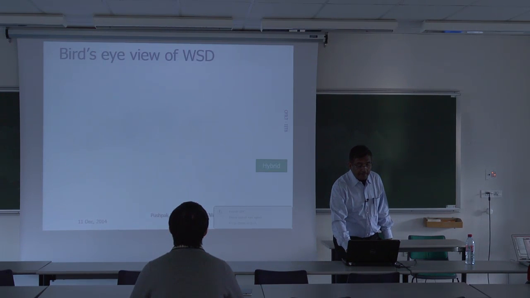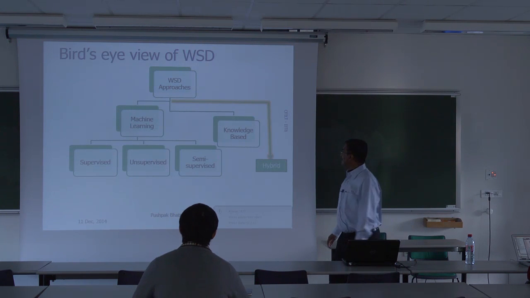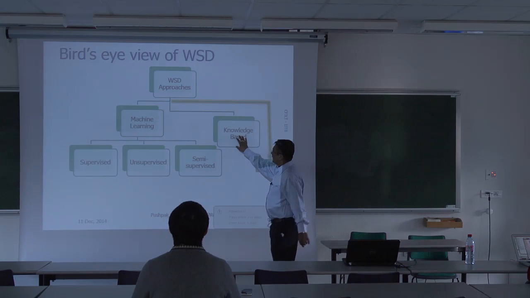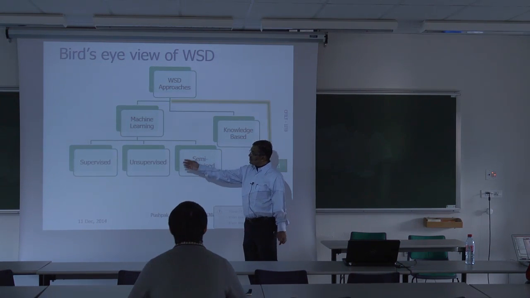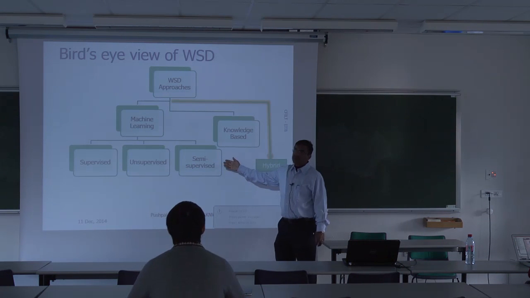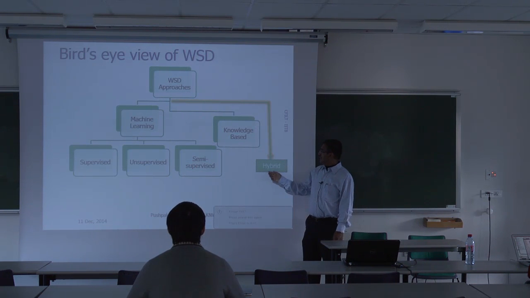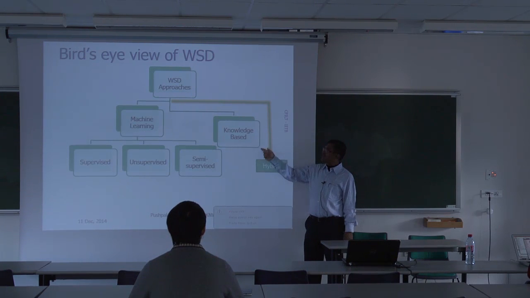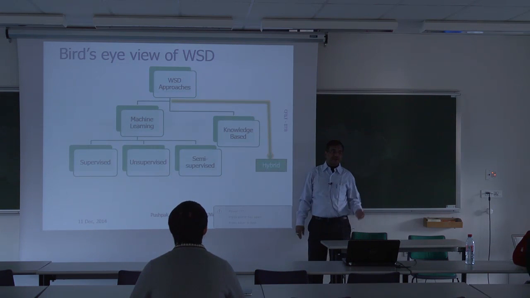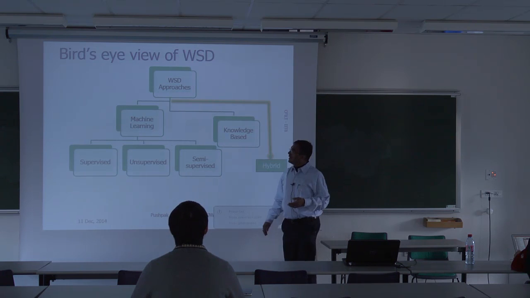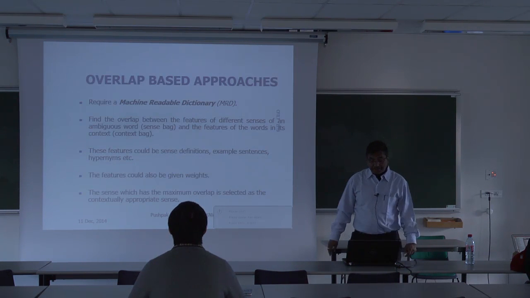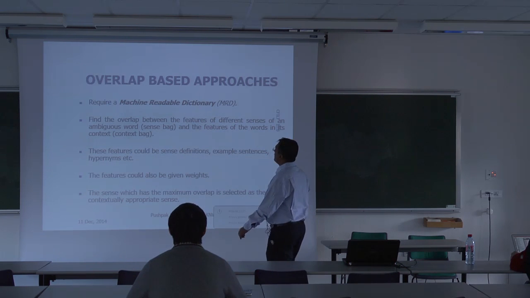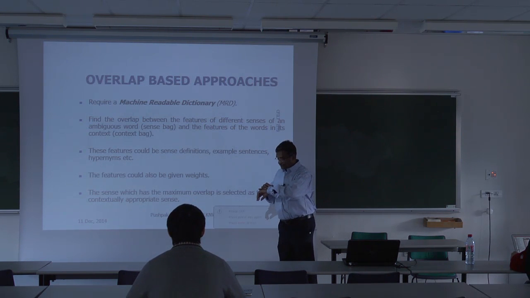Okay. So, word sense disambiguation algorithms are typically divided into knowledge based and machine learning based. Under machine learning again you have supervised, unsupervised and semi supervised algorithms. Then we have hybrid algorithms which combine knowledge based and machine learning based techniques. So, this literature is very rich. I will give a glimpse of some of these algorithms.